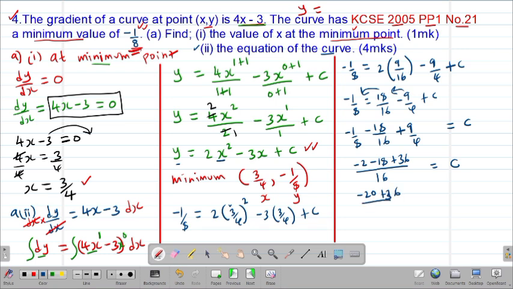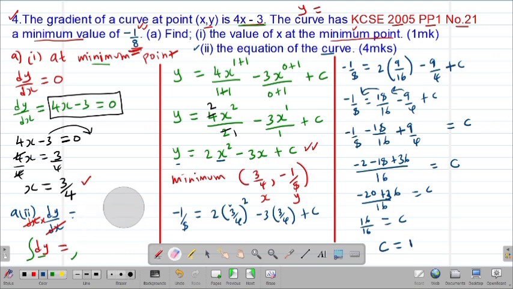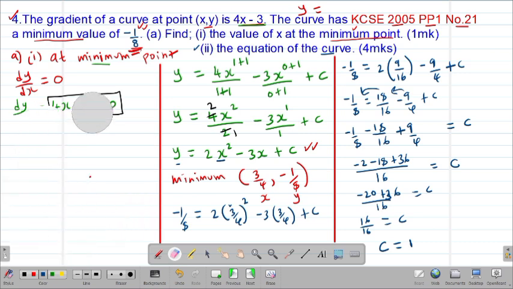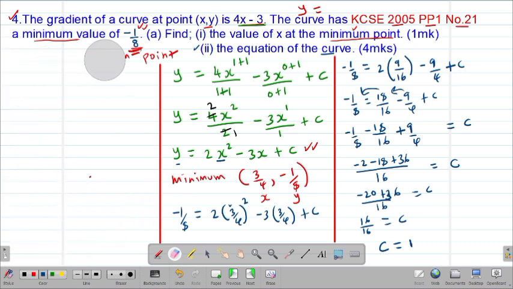Plus 36 over 16 is equal to c. Negative 20 plus 36, that will give me positive 16, of course, over 16, which is equal to c. It simply implies that my value of c will actually be equal to 16 over 16, of course, which will be equal to 1.